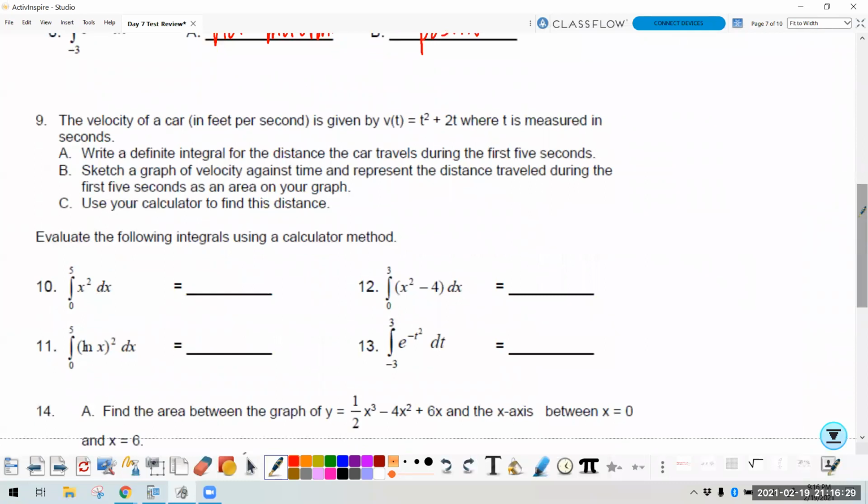All right, number 9. The velocity is given by this function. Write an indefinite integral for the distance the car travels in the first 5 seconds. So first 5 seconds is 0 to 5 of this function dt, since our variables are t's. B, sketch a graph.